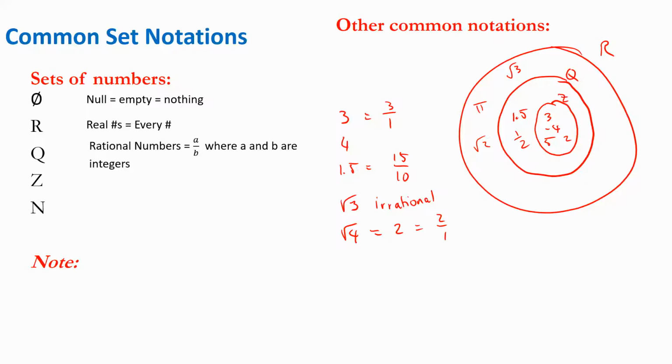So within your rational numbers, all of this is rational. You can write them all as a fraction. Within it, all the positive or negative whole numbers is Z. So 3, negative 4, 5, and 2 are positive or negative whole numbers, right? But they're also rational numbers as well. And that leads to the last one, N. So integers, positive or negative whole numbers.